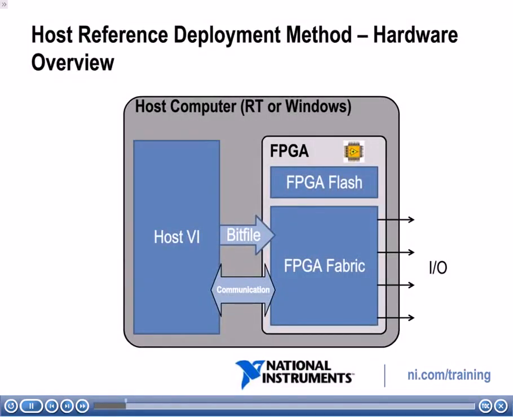On this slide, we have an example of the host reference deployment method. That was the first method we described. If we take a look at the hardware, notice here we have our host computer, and then we have our FPGA there, and we also have a host VI. With this method, the host VI is going to use that open VI reference function to deploy that bit file directly to the FPGA fabric. At this point, it's using that bit file to reconfigure that FPGA. And then once we've done that, and everything is running, you can communicate between the FPGA VI and the host VI.